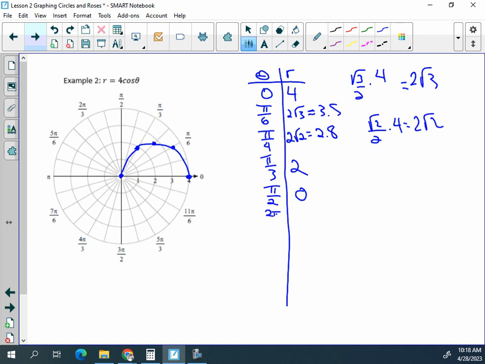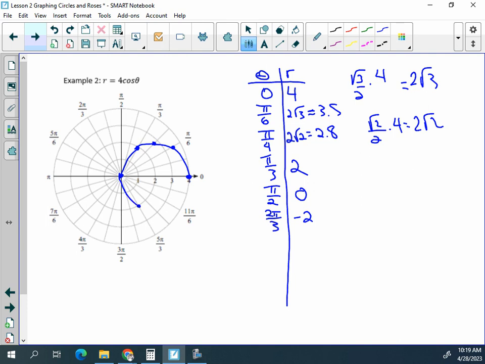Then 2 pi over 3. Cosine of 2 pi over 3 is negative 1/2. Negative 1/2 times 4 is negative 2. Now in our last lesson we learned how to graph with negative r values. So we're going to go to that angle 2 pi over 3 and then we're going to flip it over and go out to 2.